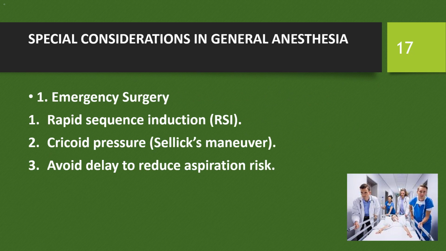Special considerations in general anesthesia. 1. Emergency surgery. 1. Rapid sequence induction, RSI, a technique used to quickly secure the airway and minimize the risk of aspiration in emergency situations. 2. Cricoid pressure, Sellick's maneuver, applying pressure to the cricoid cartilage helps prevent gastric aspiration during intubation. 3. Avoid delay. Prompt action is crucial to reduce the risk of aspiration and ensure timely surgical intervention.